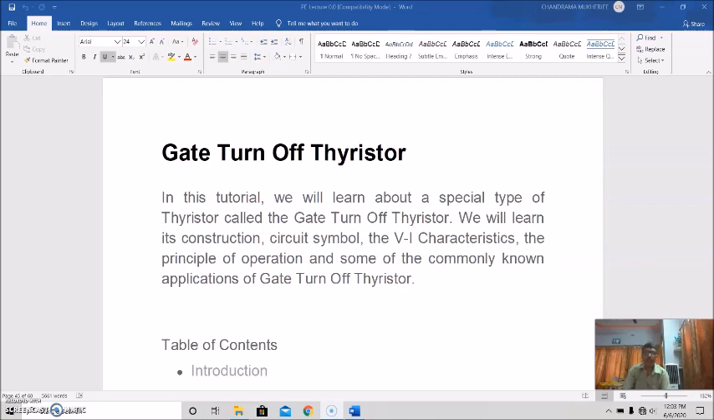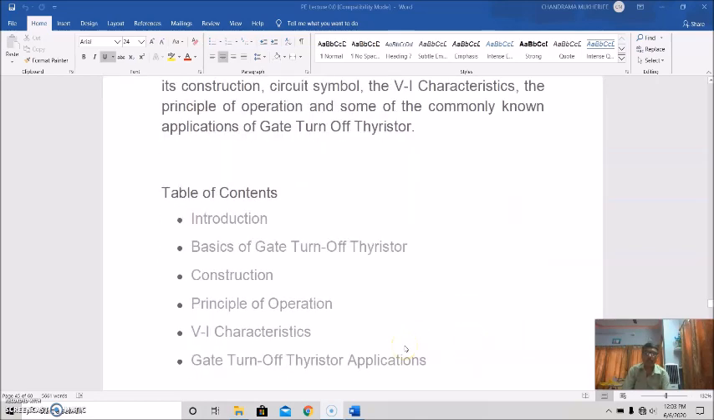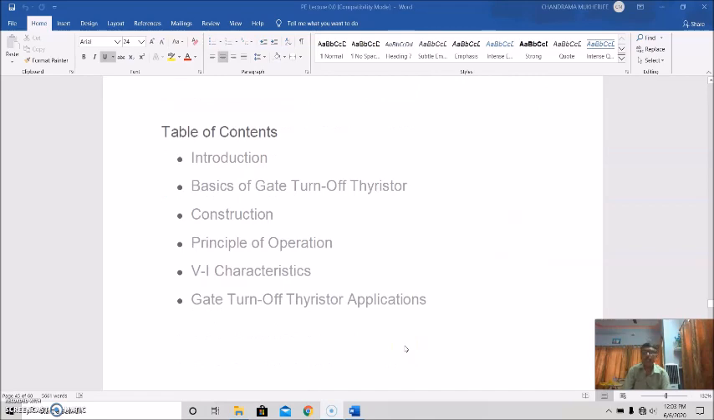Today we'll discuss some special type of thyristor, the gate turn-off thyristor. In this lecture we'll learn its construction, circuit symbol, its volt-ampere characteristics, principle of operation, and of course some commonly known applications of GTO. That means this lecture will contain an introduction, basics of gate turn-off thyristors, its construction, principle of operation, V-I characteristics, and its applications.